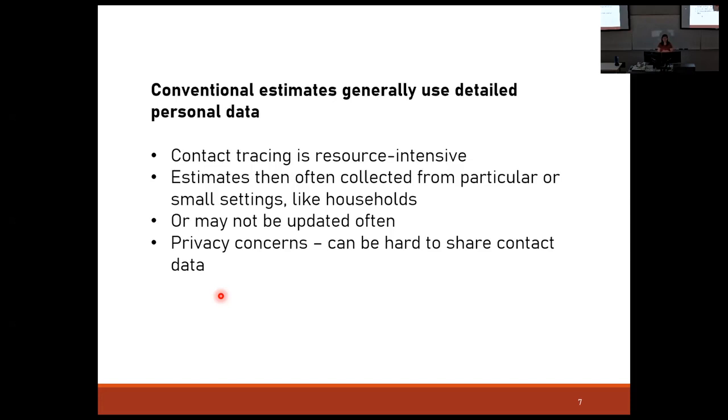Because it's difficult to do contact tracing, estimates can be not updated often. So as I said, the serial interval goes into downstream estimates of other parameters, and we might be using a bit of an outdated serial interval estimate. And also there are privacy concerns, and this is something I've come across when trying to build this method, is that it can be really hard to share contact data, right?